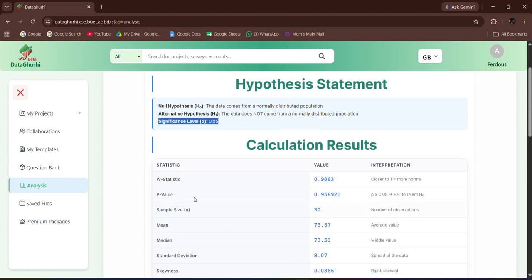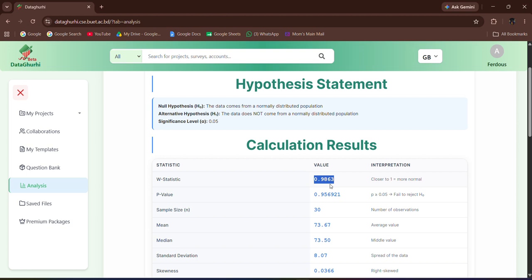The W statistic is 0.99. The W statistic is the main statistic calculated by the Shapiro-Wilk test. It measures how closely the sample data follow a normal distribution. This value ranges between 0 and 1. If it is close to 1, then the data closely follow a normal distribution. And if it's much smaller than 1, then it suggests greater deviation from normality.